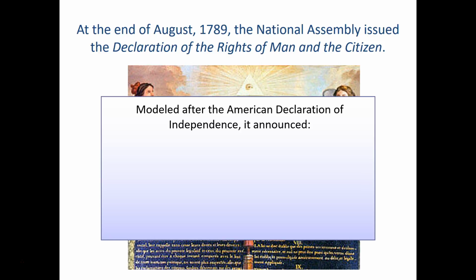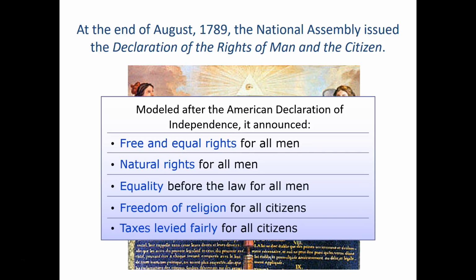So just like our Declaration of Independence, it announces free and equal rights for all men, natural rights, so going back to John Locke and the idea of natural rights that emanate not from God, but are just intrinsic in human beings, equality before the law for all men, regardless of what social status you are, what economic status you are, freedom of religion for all citizens, and also taxes that are levied fairly across all social classes, not just those that had been in the Third Estate.